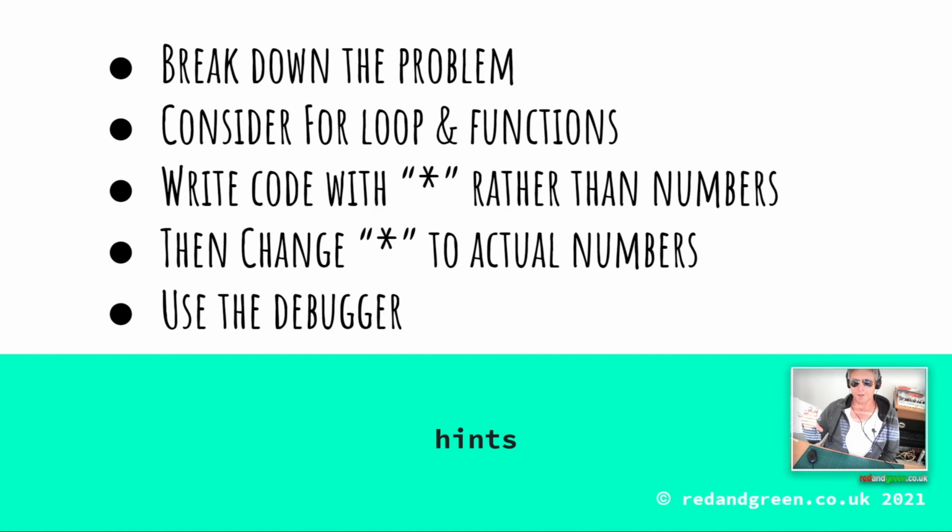Once you've got that working with probably just your main function, then you can create a separate function to do the asterisks. And once you've got the asterisks printing in a triangle, then you can go back and modify your function to actually print the real numbers. And if you're familiar with the debugger, then by all means use that.